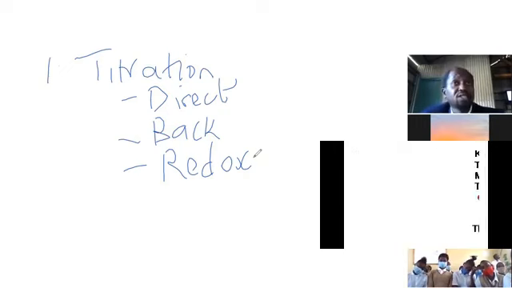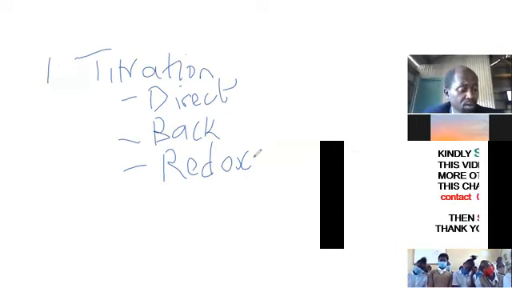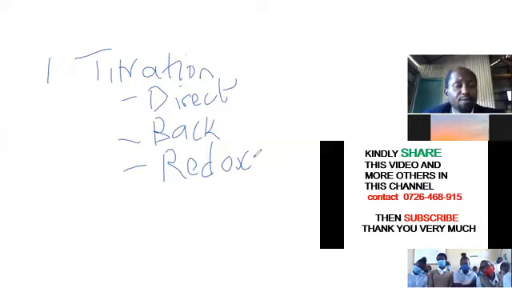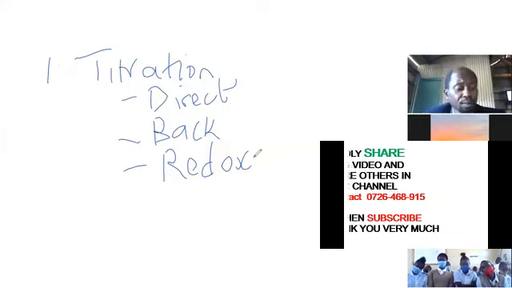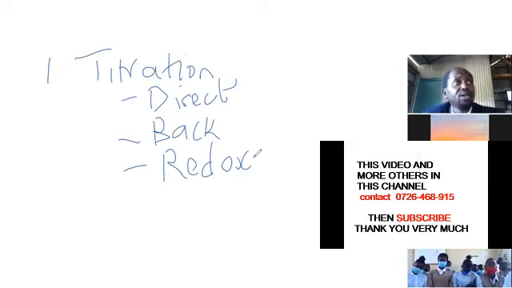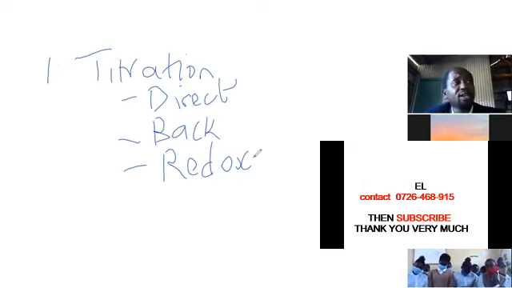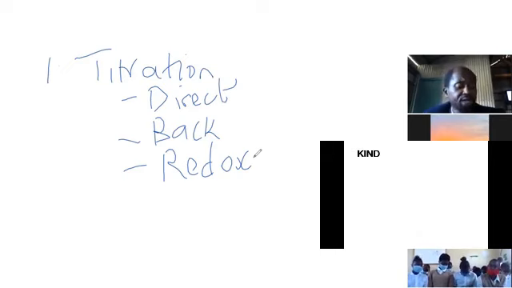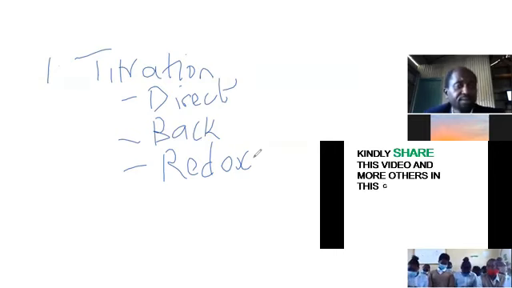Now, back titrations. These ones involve normally three substances. Two can be reagents and one can be a solid. Three substances, whereby two can be reagents and one a solid, or the three even solutions or reagents.